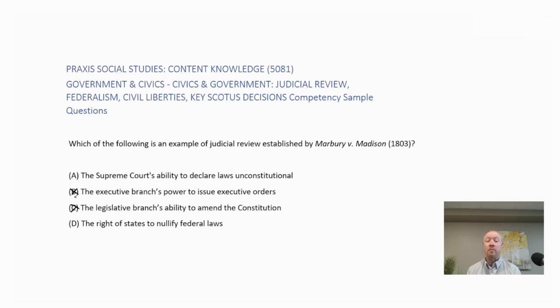part of judicial review. D, the right of states to nullify federal laws, I'm going to eliminate. This was something that was rejected in our history, and states do not have the ability to nullify federal laws, and it's not part of judicial review. And the correct answer here is A, the Supreme Court's ability to declare laws unconstitutional. So the Supreme Court can look at other rulings and declare them unconstitutional, so that is part of judicial review.